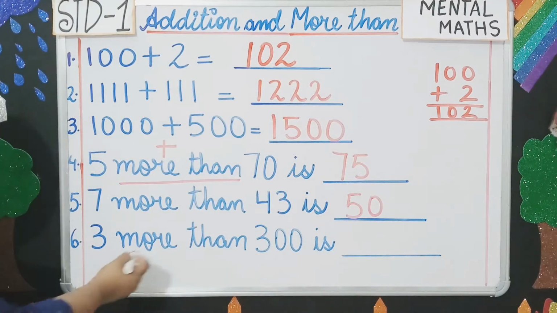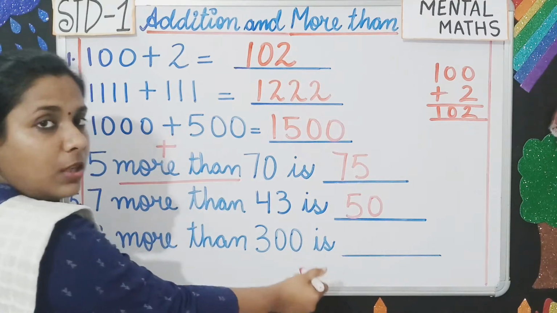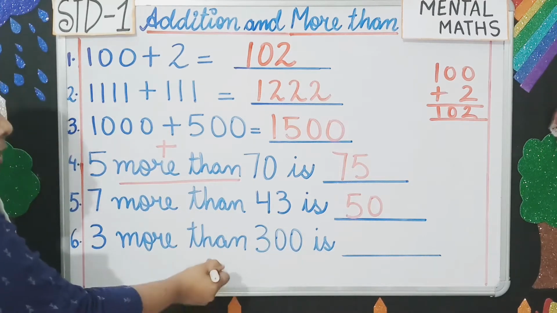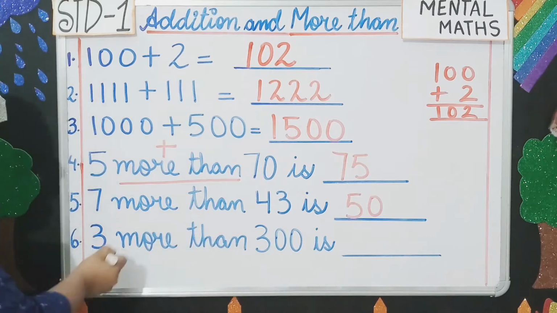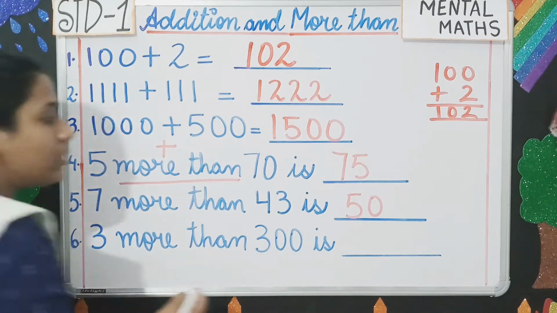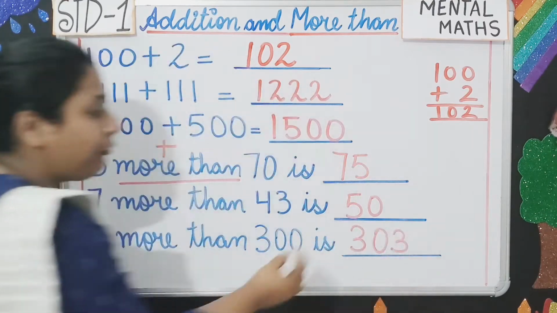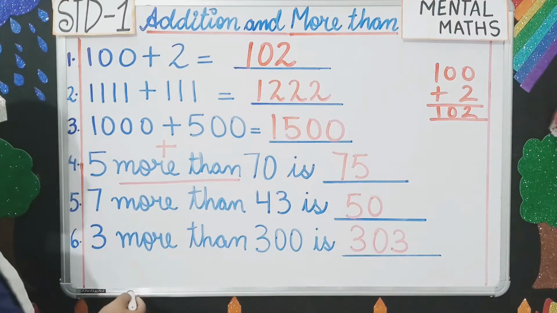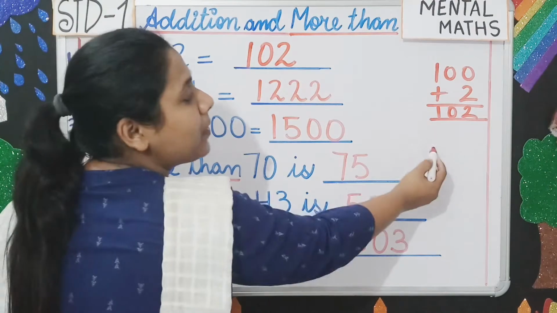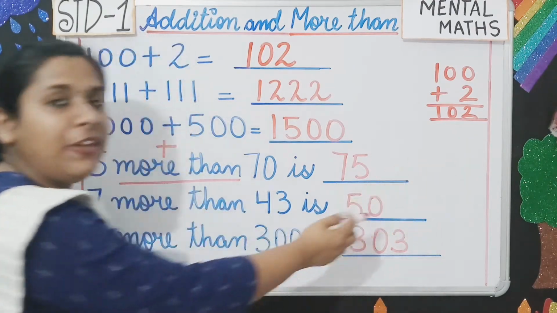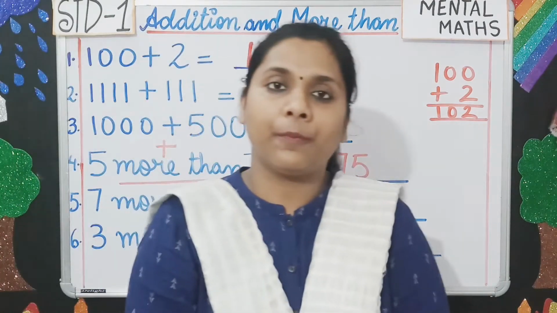Next, 3 more than 300 is, again it is more than, you have to add 303, which will be equal to 303. If you will have problem doing this way, students, you can write the numbers like this in your rough and then you can do the addition.